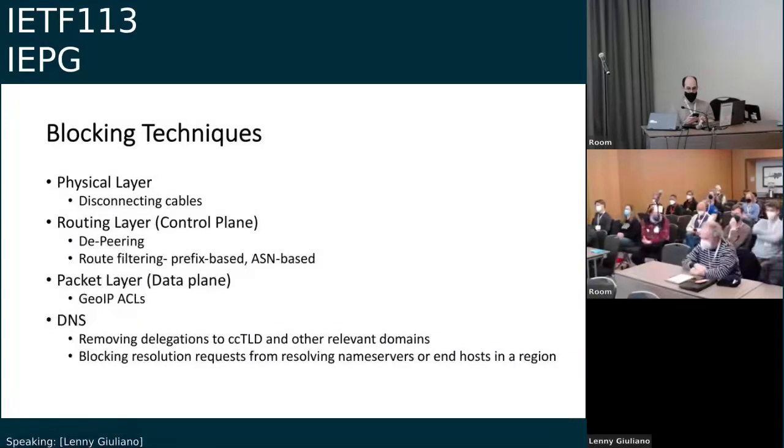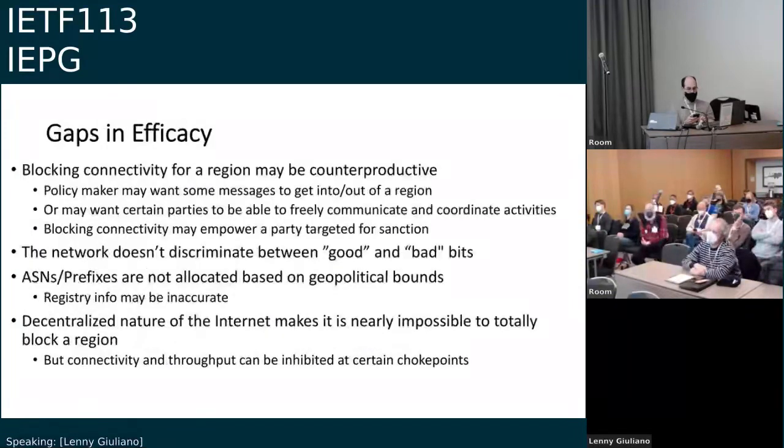a region. The next area we examined was gaps in efficacy. Would this actually work? What would this do? Some of the intended and unintended consequences. So there's the obvious: blocking connectivity for a region may be counterproductive to the aims of a policymaker. Perhaps a policymaker might want messages to actually get in and out of a region, and blocking that connectivity might prevent that. They may want certain parties within a region to be able to communicate freely, because those, say, oppositional parties might be sympathetic to the views of the policymaker.